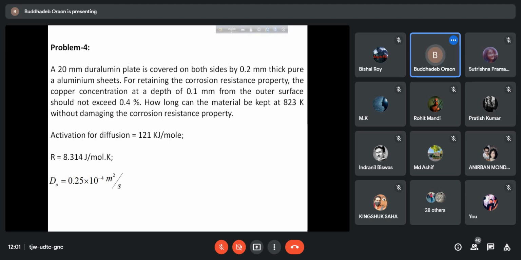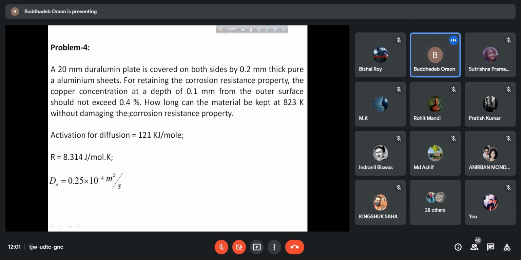Actually, duralumin is an alloy of magnesium, copper, zinc, and aluminium, which is used for constructing the body of aircraft, as you know. So it is a very important material, because these alloying elements are added. But one problem is that in this problem, the concentration of copper should not exceed 0.4%.